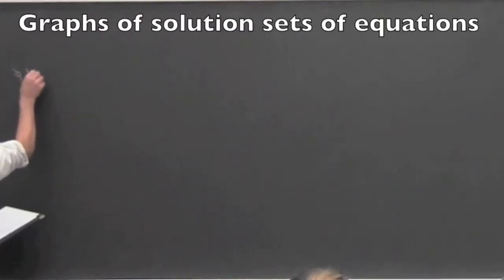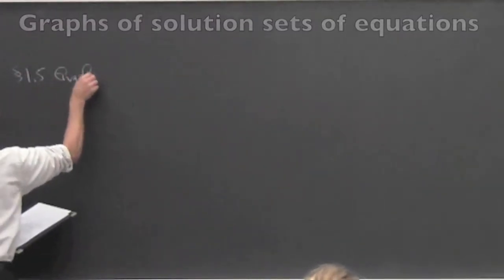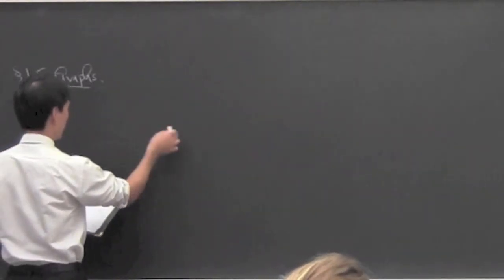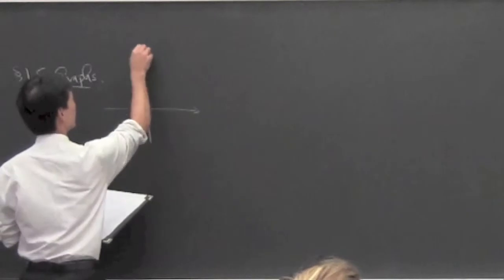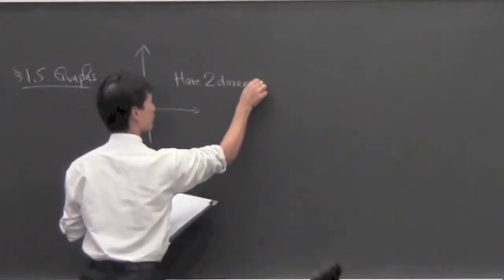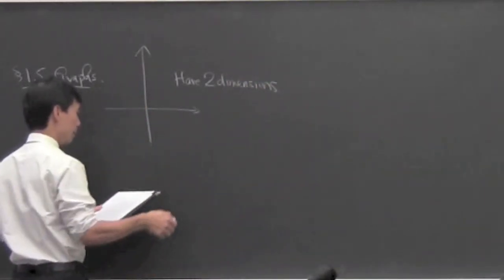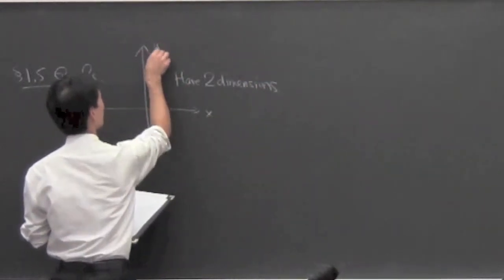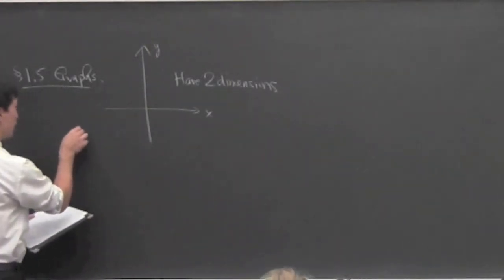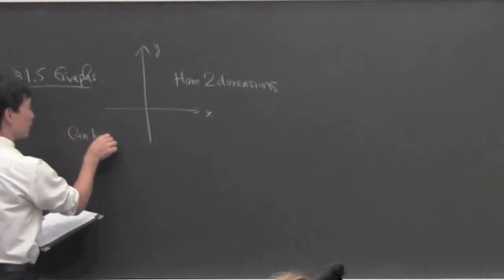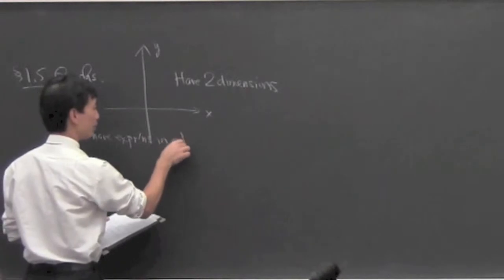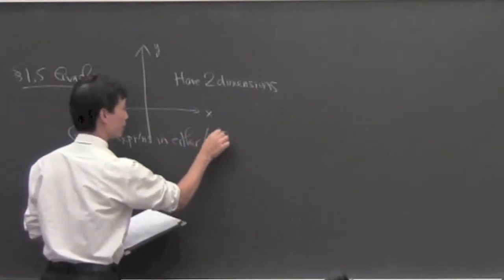So section 1.5 on graphs. Right, so remember last time we were talking about having two dimensions. We can call the variables x and y, and we can have expressions now in either variable, either or both variables.